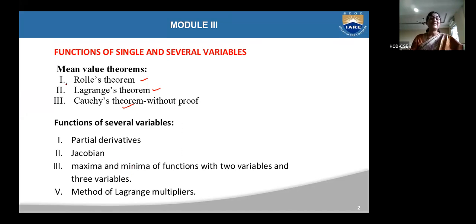So to understand these 3 theorems, that is Rolle's, Lagrange's, and Cauchy's theorem, we need to understand the main thing: what do you mean by a curve, when it is said to be continuous, and when it is said to be differentiable. So for that, I'll go to the whiteboard.